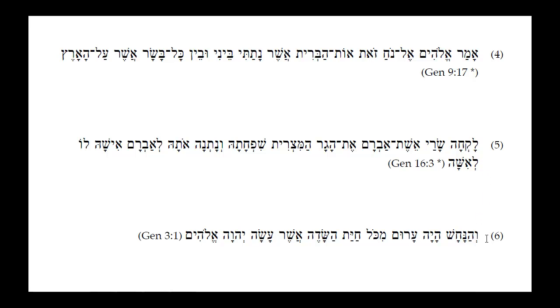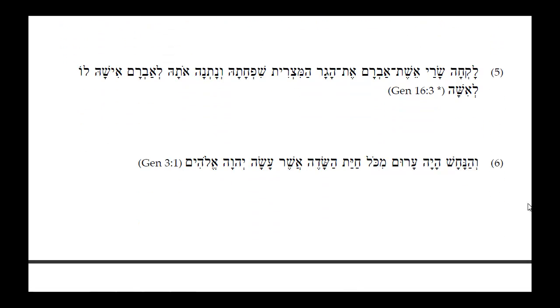Her servant. All right, let's go to number 6 here. Ve'nachash haya arum mikol hayat hasadeh asher asa Adonai Elohim. All right, this is number 6 here. And now the serpent was more subtle than any of the living things in the field, which the Lord God had made.